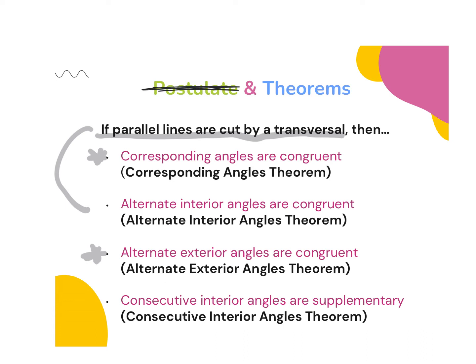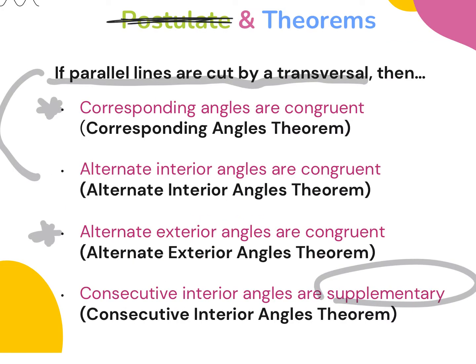And the last one, which is different, is the consecutive interior angles theorem. This one states that if parallel lines are cut by a transversal, then consecutive interior angles are supplementary. So this is the only one that is not congruent. They're going to be supplements. We are going to be using these theorems as our reasons in the proofs that we're writing for chapter 3. So now that we have these 4 theorems, we're just going to do examples applying them.